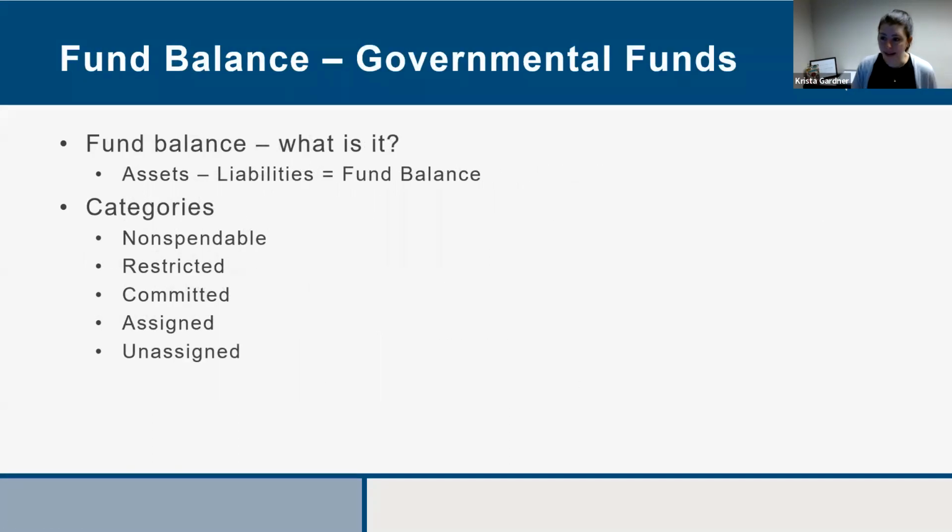We talked about fund balance. This is one of those questions that we always get, what really is fund balance? Or fund balance means cash, right? Which can be correct, but often is not. And so fund balance really is taking our assets minus our liabilities.